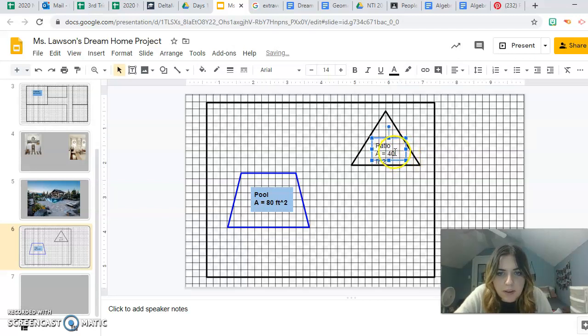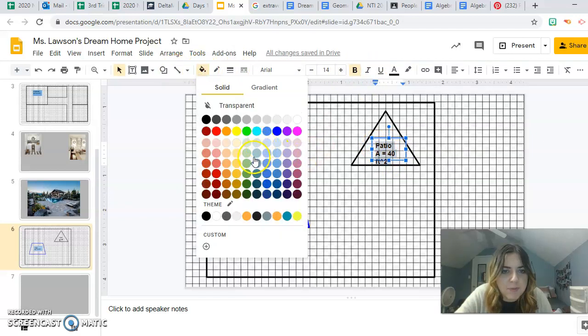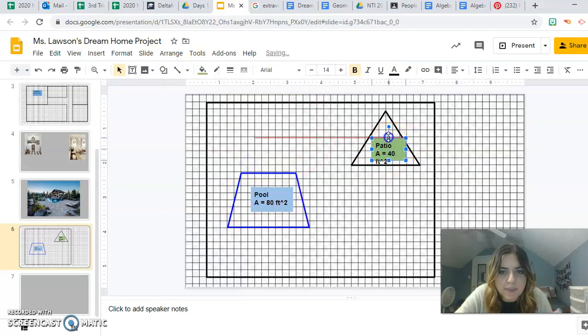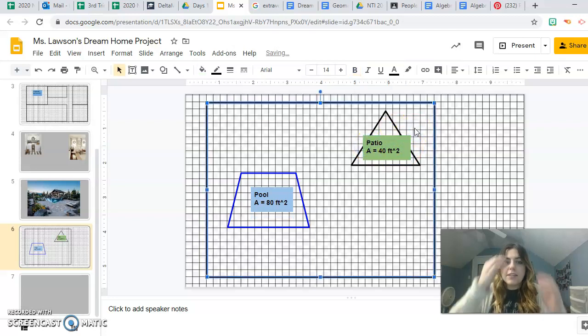Alright, and then, you know what I'm going to do? Make it bold, and let's fill it in with green. Okay, a nice little green patio. So, there's that. It didn't fit perfectly, but that's okay. There we go. Okay, so that's my patio. So there's 2 of my 4 shapes.